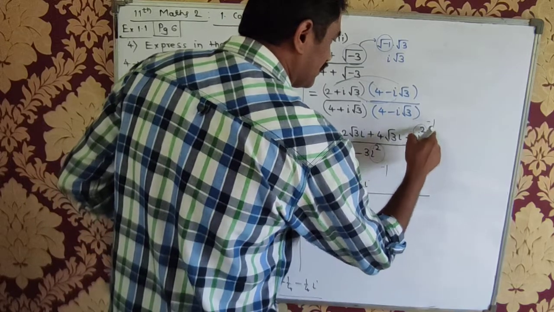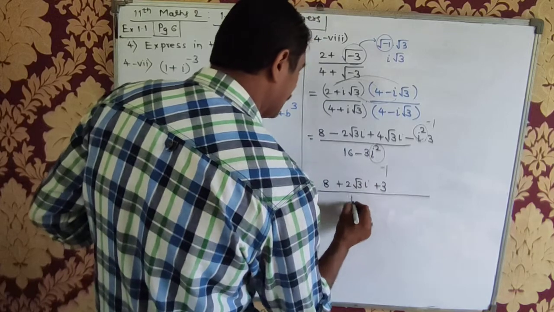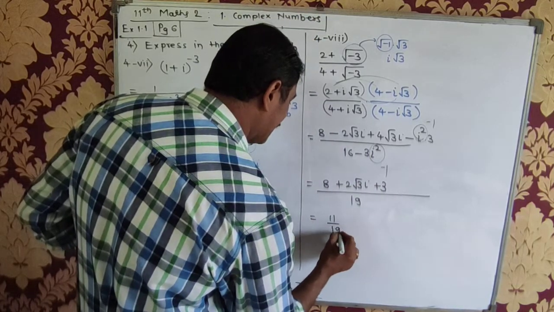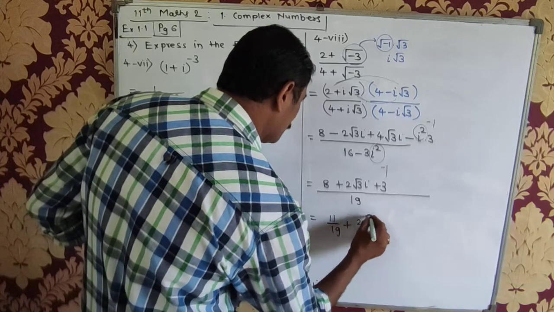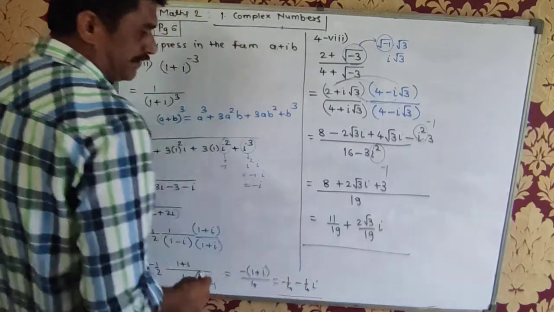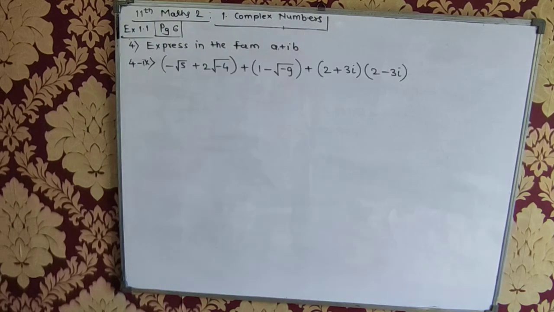And this is 3 plus 3. So 16 plus 3 is 19. So what you get there is 8 plus 3, 11 upon 19 plus 2 root 3 upon 19 i. It is in the form a plus bi. Is this okay? Yes. Please take the screenshot.